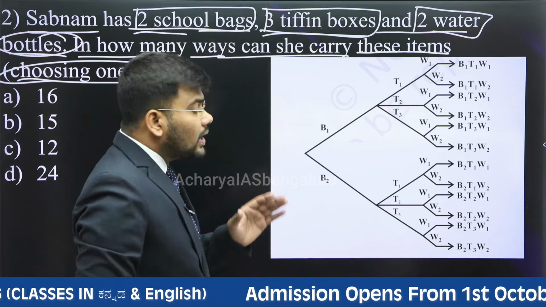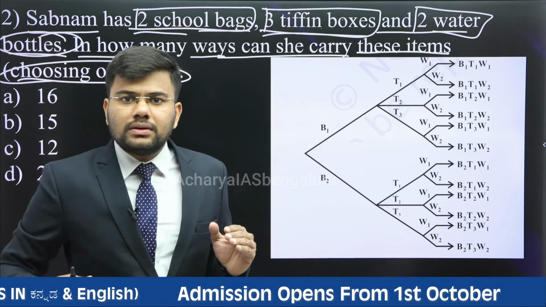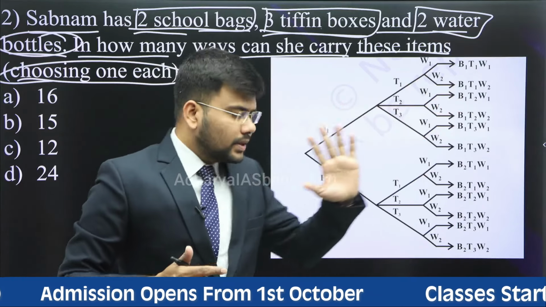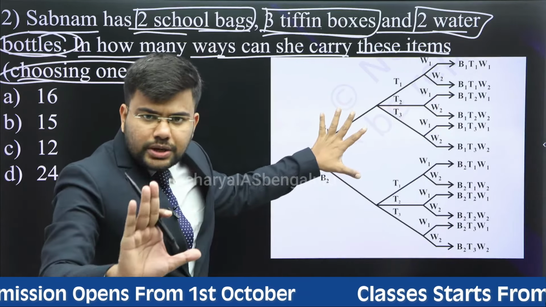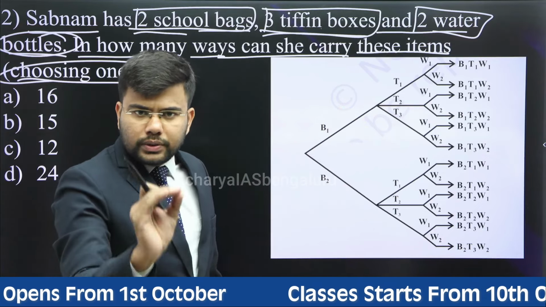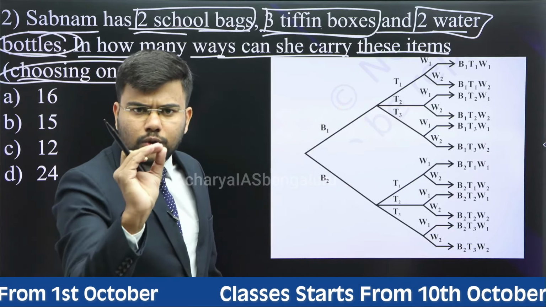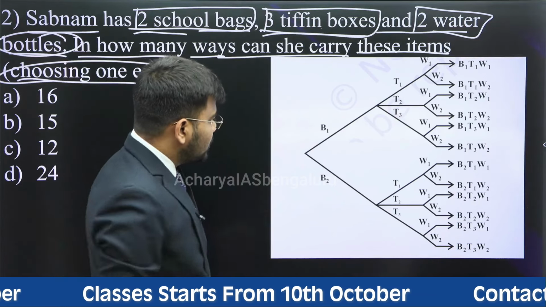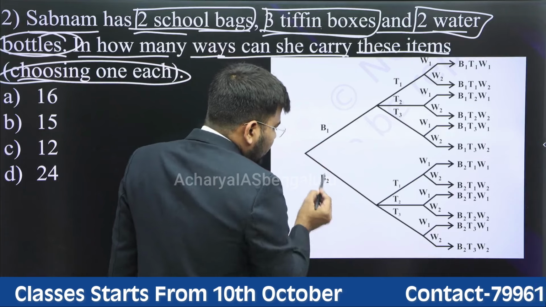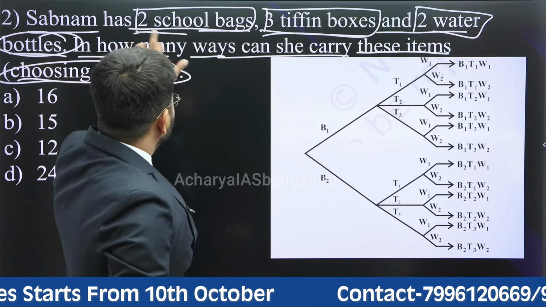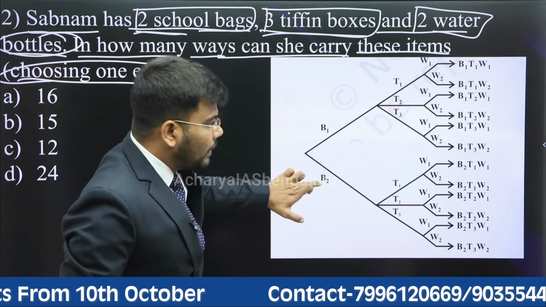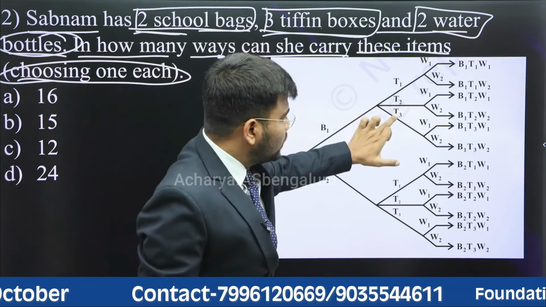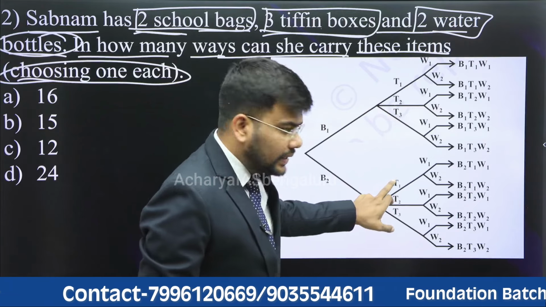That means she can carry school bag 1, tiffin box 1 and water bottle 1. Similarly, watch this diagram. I am not solving the question for you; I am solving basic questions so you can fit it in your mind properly. Fine with this? Yes. So now B1 and B2, that is school bag 1 and school bag 2. Then tiffin boxes T1, T2, T3.